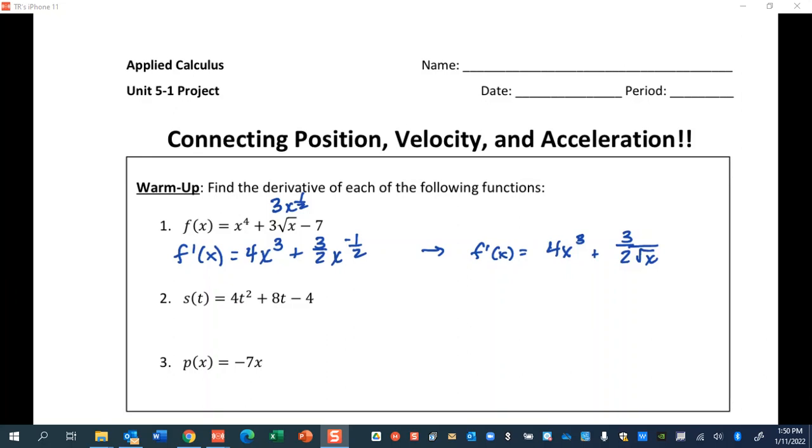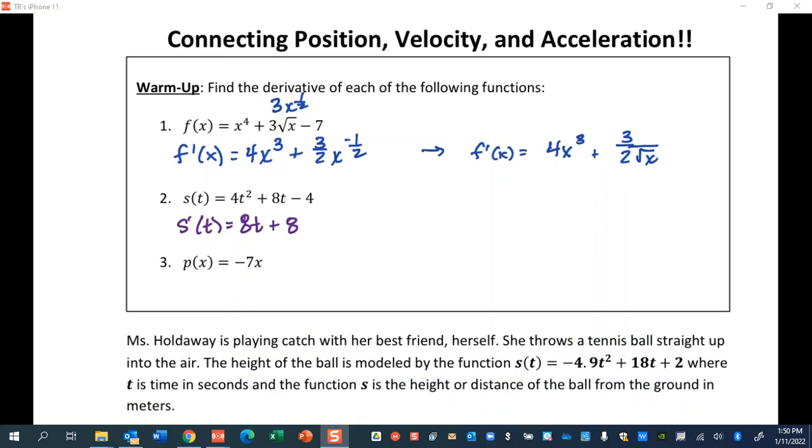All right. When we're talking about finding the derivative of our s function, s prime of t is going to be equal to 8t plus 8. Everybody okay there? Finding the derivative of this one, x to the 0 is 1. Anything to the 0 power is 1. We all okay with that?